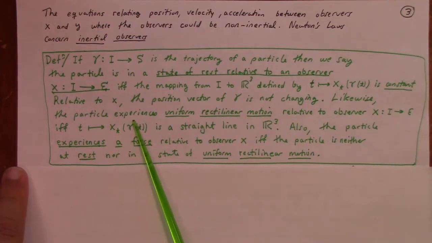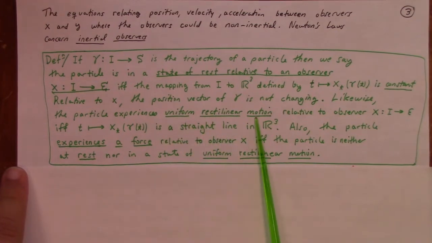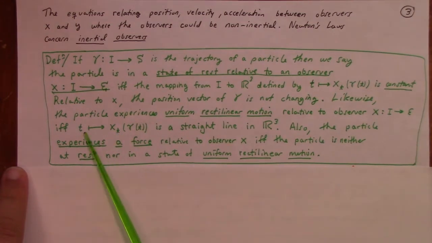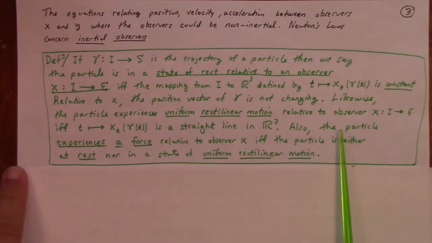Likewise, the particle experiences uniform rectilinear motion relative to observer x if and only if the path from t to the position of the trajectory at time t actually describes a straight line in R3, right? Also, the particle experiences a force relative to observer x if and only if the particle is neither at rest nor in a state of uniform rectilinear motion.